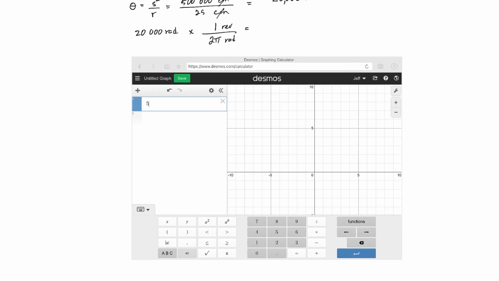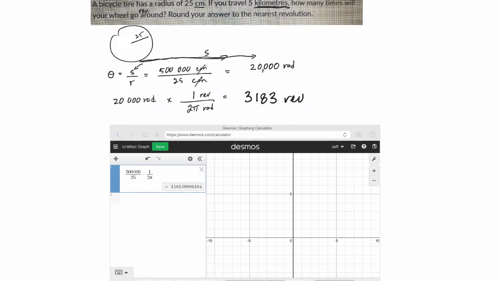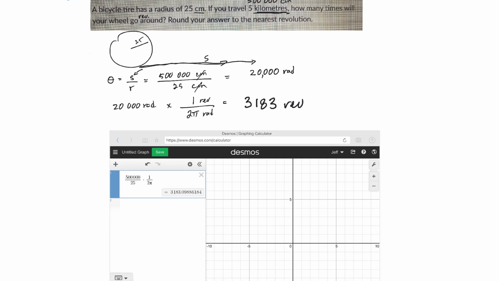Okay, 500,000 divided by 25. 20,000, yeah. Okay, and now I'm going to take that number and times it by 1 over 2 pi. There we go. Okay, so 3,183 revolutions. And I think that's what the question asks for. To the nearest revolution, I think that's right. So 3,183 revolutions. Hope that helps.